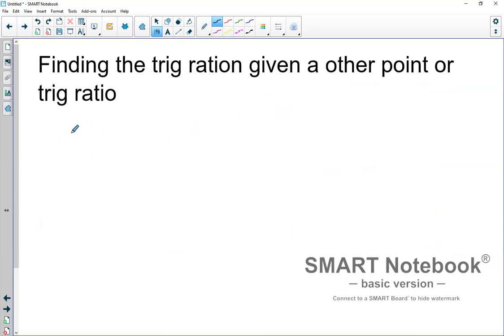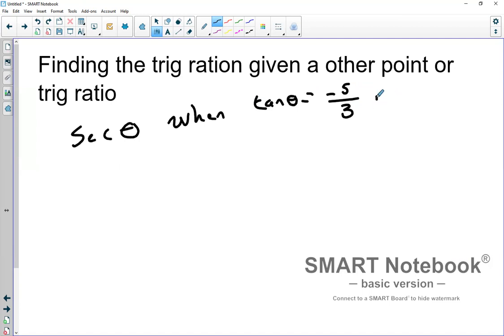So for example, let's say I want secant of theta when, and it's going to be familiar to our last lesson too, tangent of theta equals, let's say, negative 5 over 3. Negative 5 over 3, yeah, that's fine. At a point and is in quadrant 4. Okay, so give me secant when tangent is negative 5 over 3 and is in quadrant 4.